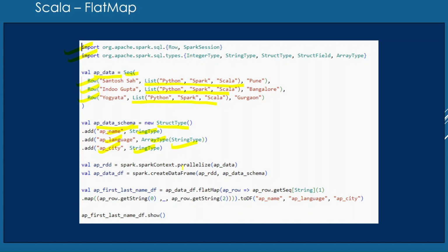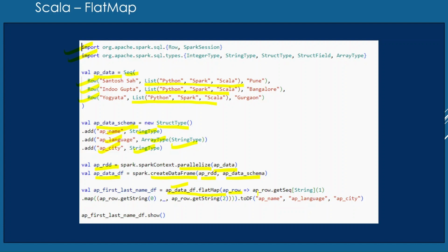Now with the help of the parallelize function, by passing this list object, we are creating an RDD object. With the help of the createDataFrame function, by passing this RDD object and this schema, we are creating a data frame here. Once the data frame gets created, we are implementing this FlatMap over this data frame, and we are getting the row.